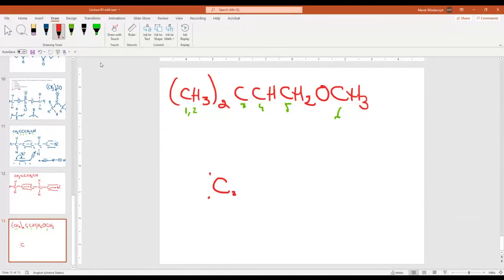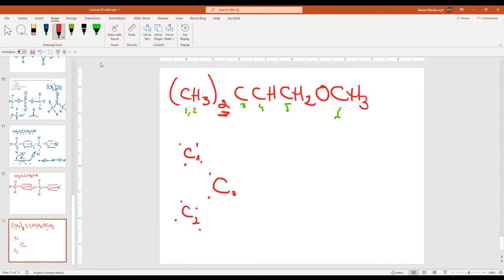We have this is carbon number 3, okay? Well, 1, 2, 3, 4, 5, 6. I count 6. Do you see the number 2 here? That means the methyl group is counted twice. Okay, so if this is carbon number 3, that means carbon number 1 and carbon number 2 are also connected to this carbon number 3.